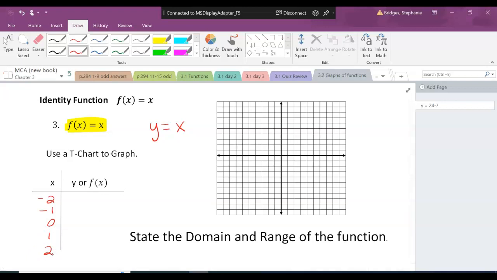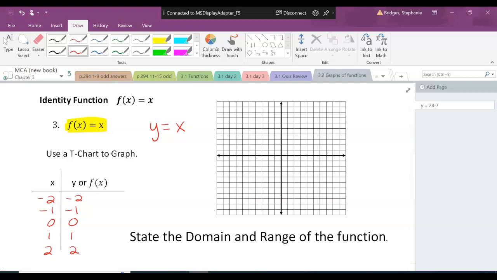These are all also what we call parent functions. These are before we do any shifts to them, moving them left, right, up, down, shrinking them, stretching them. These are all what we call the parent functions. And if y is equal to x, if I plug in x negative 2, what is y going to equal? Negative 2. And if I plug in negative 1, y is going to equal, okay, same thing for each one of these, okay? X is what y is.